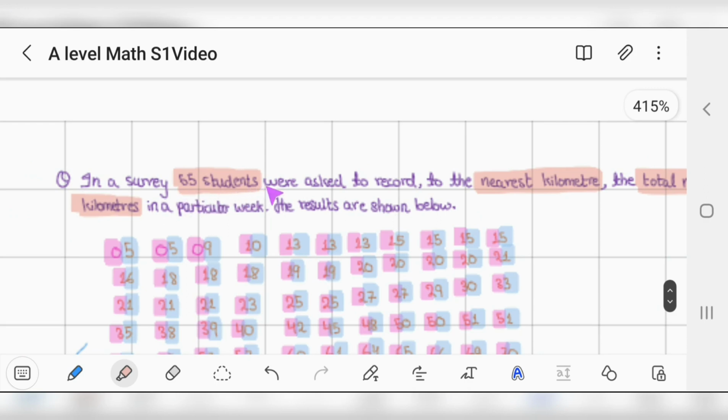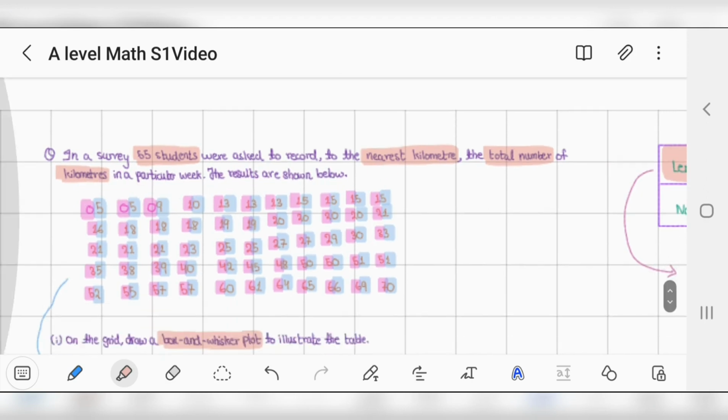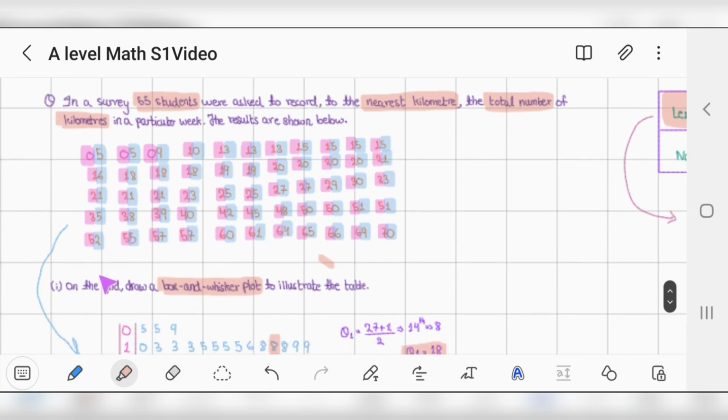In a survey, 65 students were asked to record, to the nearest kilometer, the total number of kilometers they traveled in a particular week. The results are shown below. So these are the numbers. It says on a grid, draw a box and whisker plot to illustrate the table. Okay.